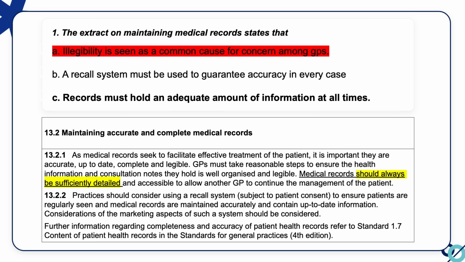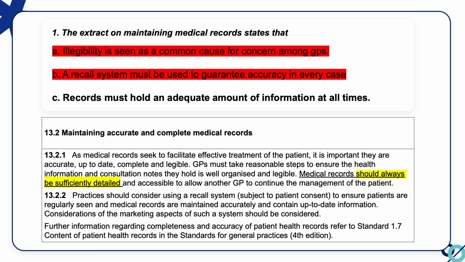A is wrong because the text mentions eligibility is important, but doesn't say it is a common cause for concern. B is wrong because the text says practices should consider a recall system, not that it must be used. This is a classic modal verb distractor.